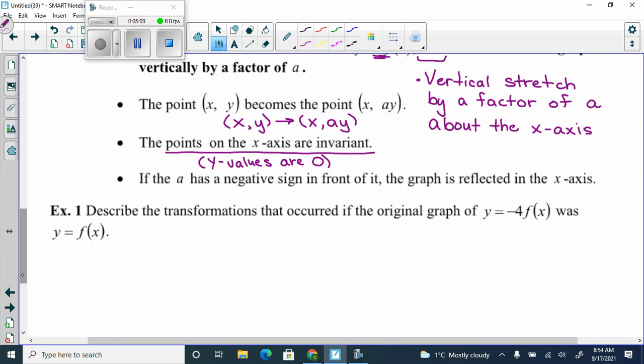So that negative doesn't stretch it anymore. It doesn't make it wider or narrower, it flips it. It's totally different. So your stretches never have a negative.